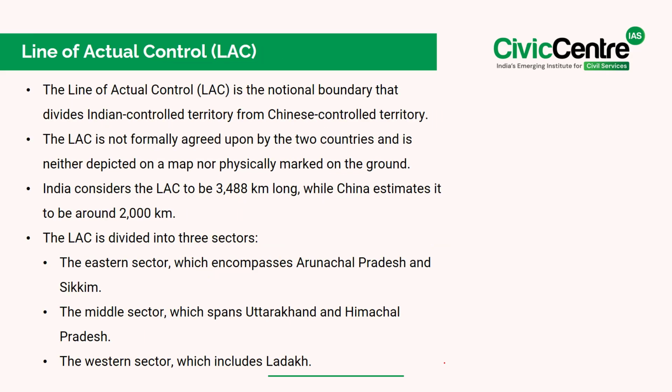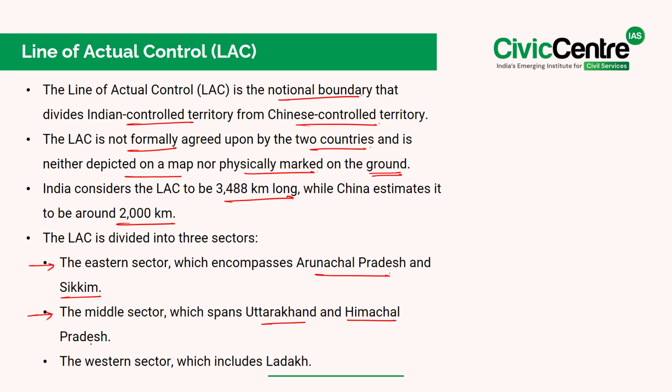Now, moving on to talk about the Line of Actual Control, in short called the LAC. See, the Line of Actual Control is the notional boundary that divides Indian controlled territory from Chinese controlled territory. Note that the LAC is not formally agreed upon by the two countries and is neither depicted on the map nor physically marked on the ground. But India considers the LAC to be 3488 km long, while China estimates it to be around 2000 km. Now, this LAC is divided into three sectors: the eastern sector, which encompasses Arunachal Pradesh and Sikkim, the middle sector, which spans Uttarakhand and Himachal Pradesh, and lastly the western sector, which includes Ladakh.